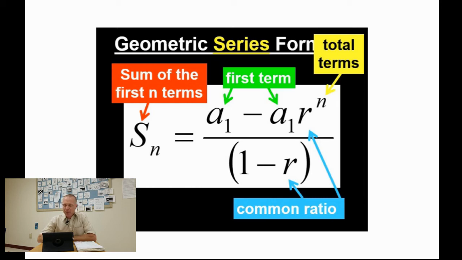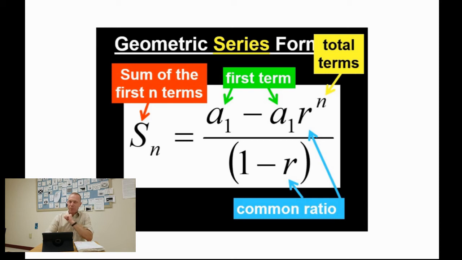It's a rather interesting formula, actually, because if you look it over, it really just boils down to a couple things. Interestingly, it boils down to the first term. As you can see, you use the first term twice. It boils down to the common ratio. That's probably not a big surprise. And once again, that's used twice. And then we need to know the total number of terms that we're adding together. We call that n.